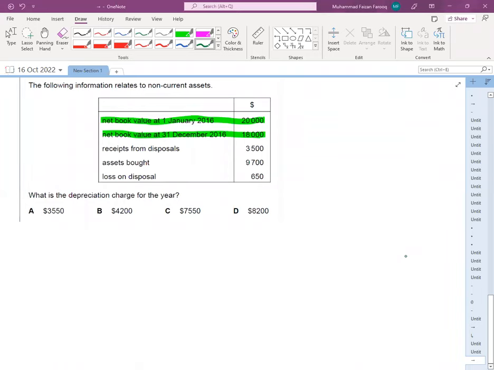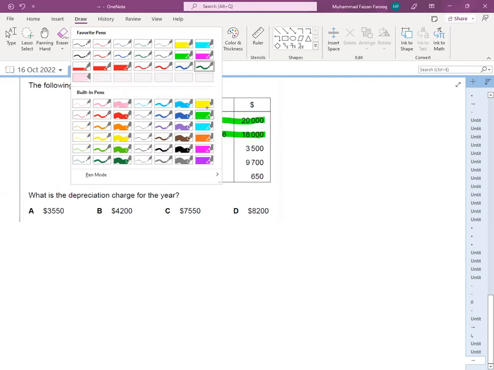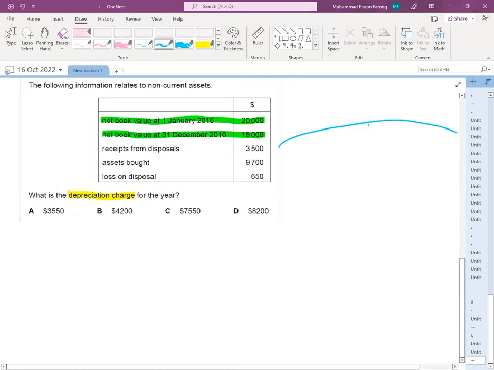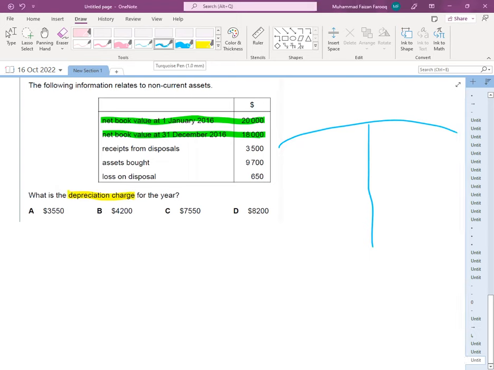This type of question, where the examiner writes net book value, opening balance and closing balance, and asks you to calculate the depreciation charge, we have to use a trick. The trick is called the T account of net book values. It is the trick to find out depreciation if the opening and closing net book value of a non-current asset is given.